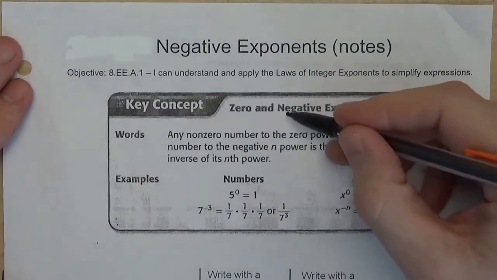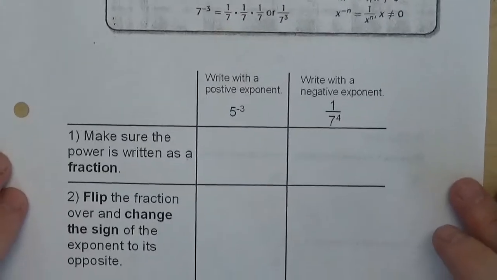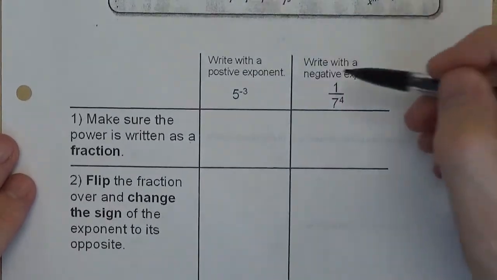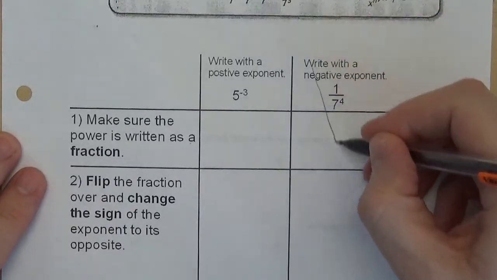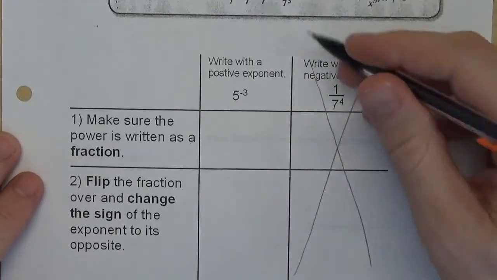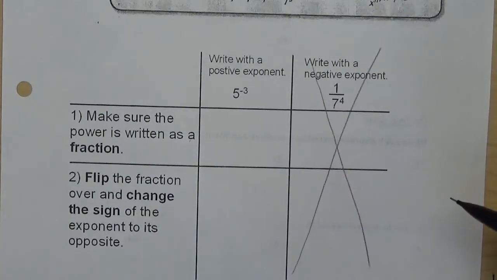The other one we're talking about today is negative exponents, and for that one I think it'd be better just to go ahead and drop down and work through our first example problem here. So what we're supposed to do is write with a positive exponent. We're not actually going to do this part over here today, so you can cross that out.